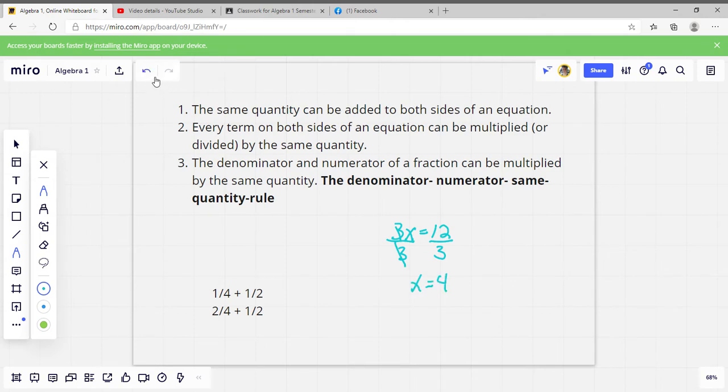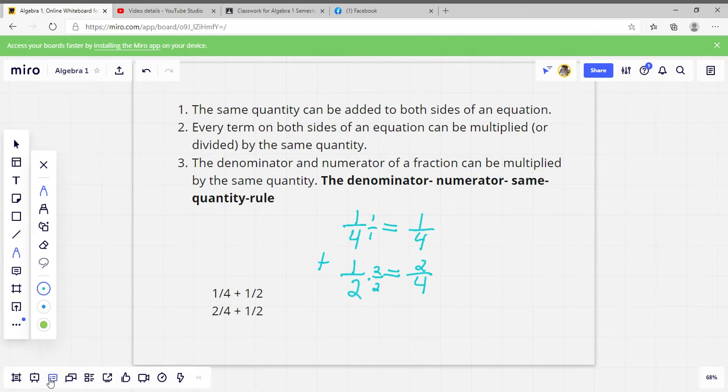Okay, so we've already gone over this stuff. This is just a little quick review. The denominator and numerator of a fraction can be multiplied by the same quantity. So if we have 1/4 plus 1/2, we have to get the denominators to be the same. We're going to go with the least common multiple, which will be 4. To get 4, I had to multiply this by 2 over 2. Whatever you multiply the bottom by, you have to multiply the top by the same thing. This was just 1 over 1. And now they are equivalent.